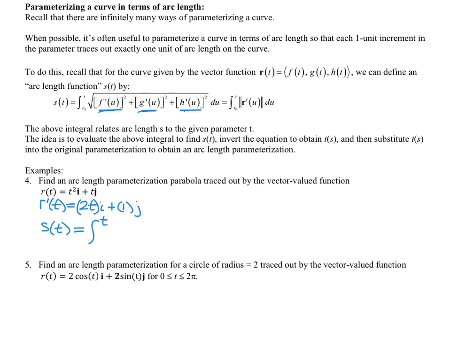But I got to start somewhere. Since t typically represents time, what I would do is establish the lower bound to be some constant. The most appropriate constant seems to be 0 unless you're told otherwise. All right, so the square root of (2t) squared plus 1 squared dt.